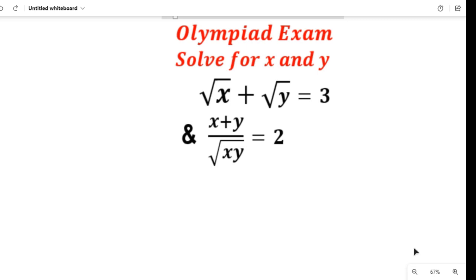In today's tutorial, we are going to solve for x and y in this Olympiad exam question. Root x plus root y equal to 3, and x plus y divided by the square root of the product of x and y equal to 2. These are two distinct equations and we are asked to solve for y and x. We are asked to look for the value of y that can satisfy these two equations.